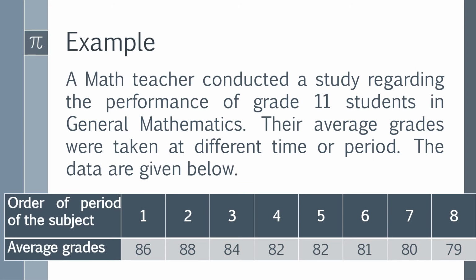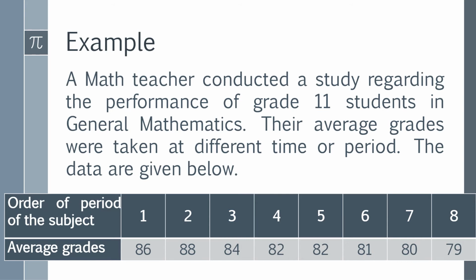A mathematics teacher conducted a study regarding the performance of grade 11 students in general mathematics. Their average grades were taken at different time or period. The data are given below. Order of period of the subject. So I guess this one is the first subject, second, third, fourth, fifth, sixth, seven, and eight. And the corresponding grades for the subjects are 86, 88, 84, 82, 82, 81, 80, and 79.